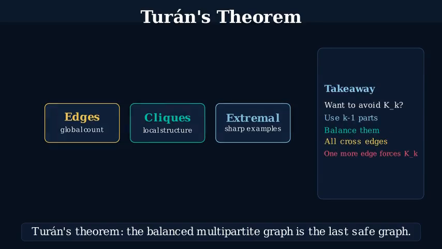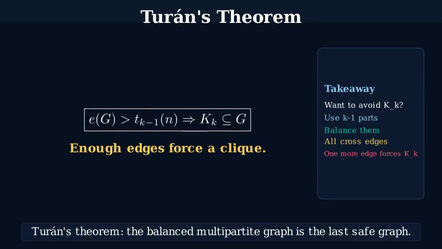The takeaway is simple. To avoid a k-clique for as long as possible, use k-1 balanced parts and all cross edges. That is the last safe graph. Add any more edges than that, and Turán's theorem guarantees a K_k.